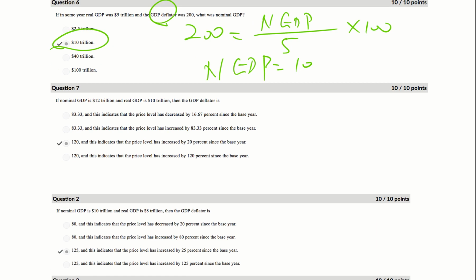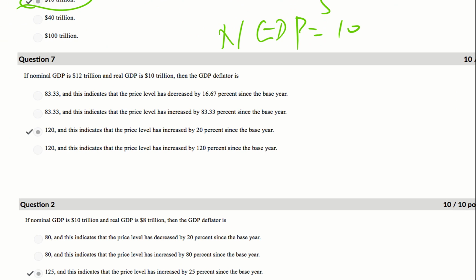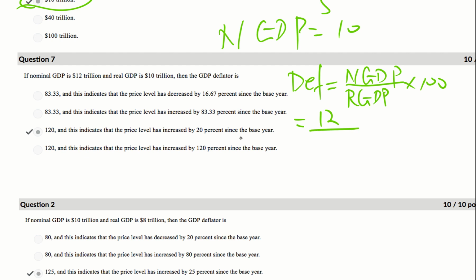All right, so next, if nominal GDP was 12 trillion and real GDP is 10 trillion, what is the deflator? Same formula. Deflator equals nominal GDP divided by real GDP times 100. So nominal is 12 trillion, real is 10 trillion, times 100, and this answer should be 120. And then it's either C or D.